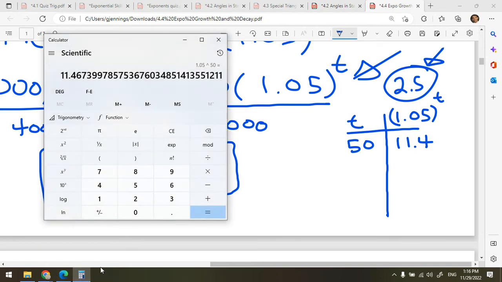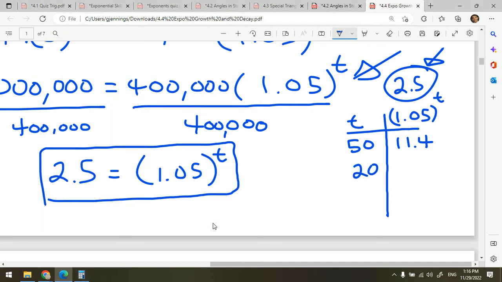Well, if that was much too big, what should we try? 20? Let's try 20. Okay, you get to choose, you get to guess. So we're going to clear all that. 1.05 raised to the power 20 equals 2.6. Oh, we were really close. We're just a little big. Okay, so 20 gave us 2.6.